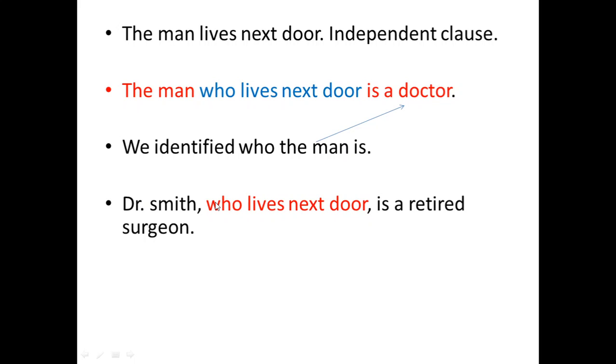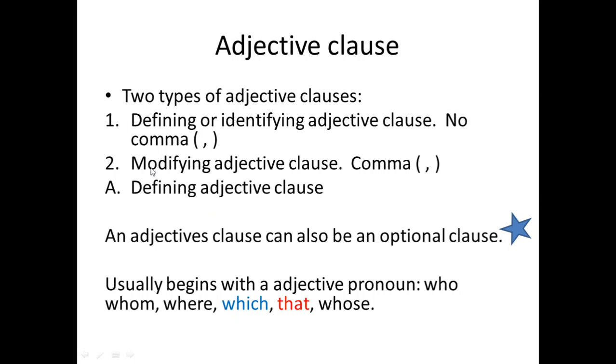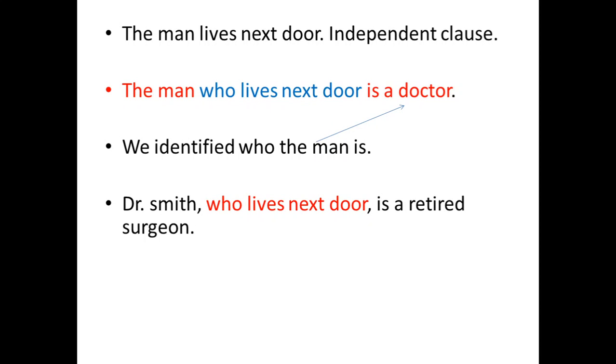So let's go to the second example. Dr. Smith, who lives next door, is a retired surgeon. So notice the comma here, right? So now we are dealing with the second type of adjective clause, which is modifying adjective clause. So what is modifying adjective clause? Let us be clear. Modifying adjective clause only gives extra information. Okay? So here, can you locate the adjective clause? Good. Here it is. Who lives next door is the adjective clause.